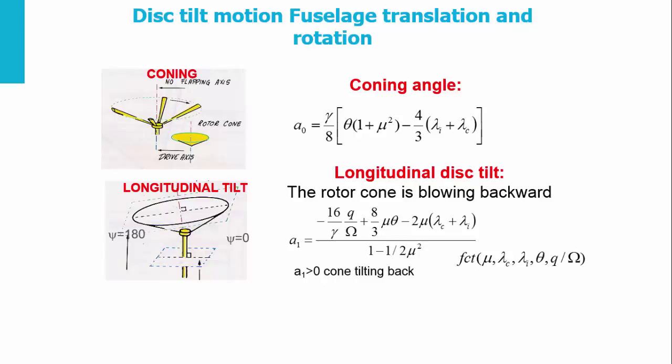Also, there is a longitudinal disk tilt, which shows that actually the rotor cone will blow back. It has the characteristic of a damping. Here is the longitudinal disk tilt angle, A1, which you see again depends on the pitch rate, advance ratio, on the helicopter pitch, and all these components.